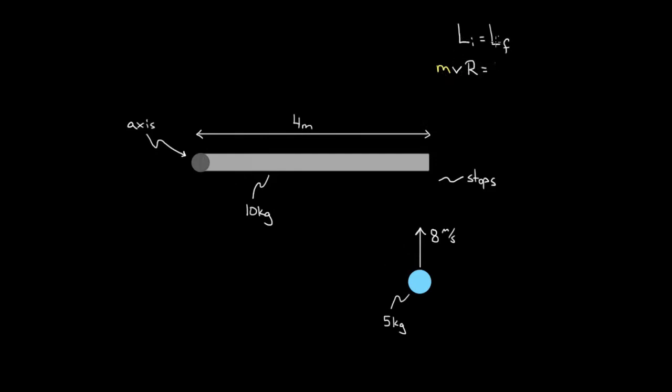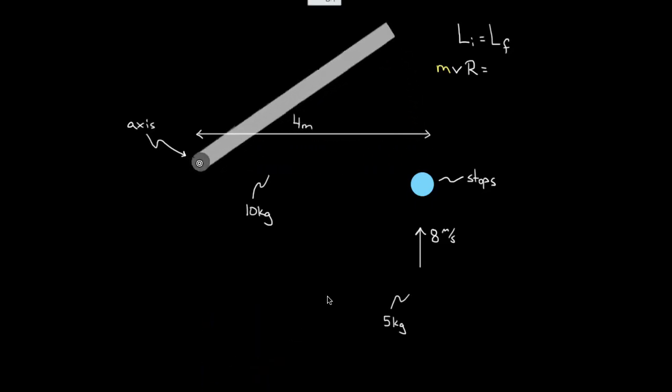That's going to equal the final angular momentum. Remember, this ball stops. So since this ball comes to rest and it's only the bar that has angular momentum afterward, we only have to worry about the angular momentum of the bar on the final side. And to find the angular momentum of an extended object, a rigid object, you can use I omega.